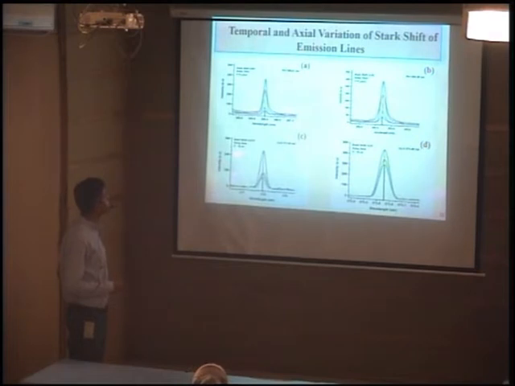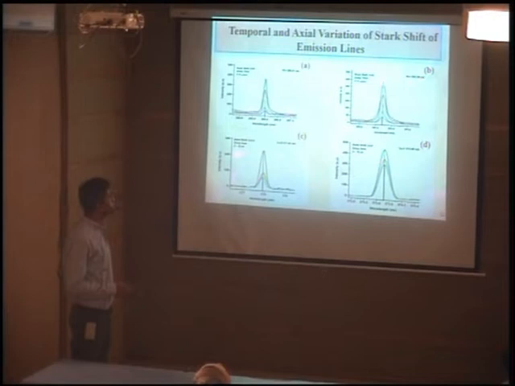Temporal and axial variation of Stark shift of emission line. In figure A, this belongs to the 266.31 nanometer emission line of lead. You can easily see that this black emission line was recorded at 1 microsecond, and this other emission line was recorded at 6 microsecond. There is a gap, there is a shift, and this shift is measured as 0.02 millimeter. This shift is known as the Stark shift, and the Stark shift is basically a shift occurring due to an electric field.